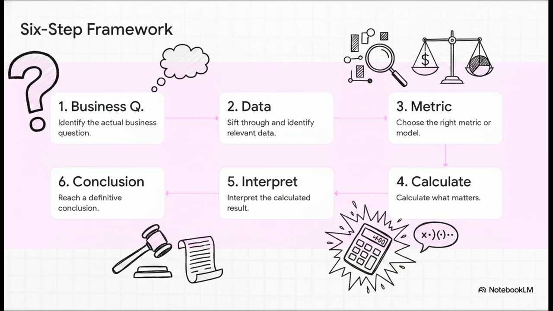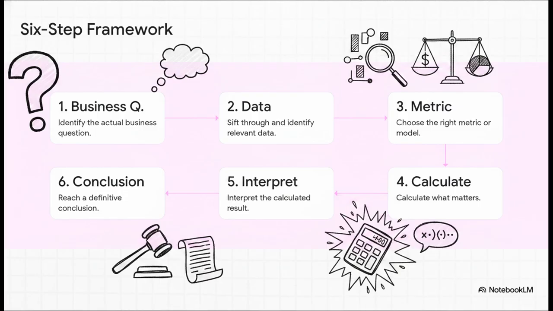Step 2, sift through all those exhibits and identify only the relevant data. And I mean only the relevant data. Candidates fail here all the time because the AICPA intentionally packs in distractor data just to test your judgment. Don't take the bait. Step 3, choose the right metric or valuation model. Step 4 is where you finally calculate. But notice something here, calculation is only step 4.